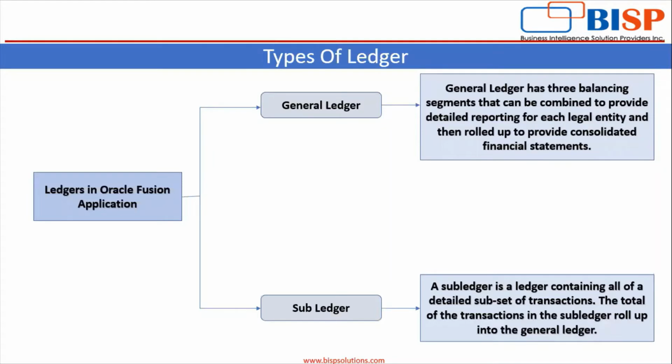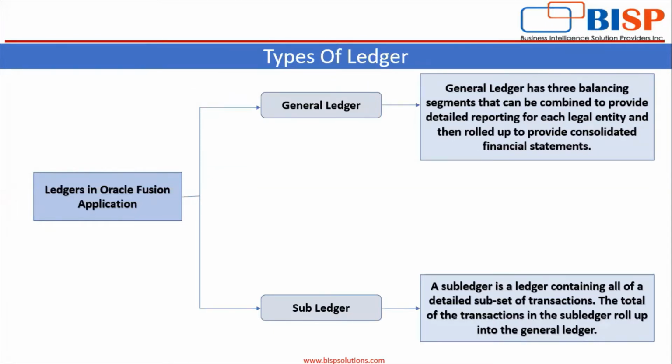Types of ledger in Oracle Fusion application. So there are two types of ledgers, that is general ledger and subledger. A subledger is a ledger containing all of a detailed subset of transactions. The total of the transaction in the subledger roll up into the general ledger.